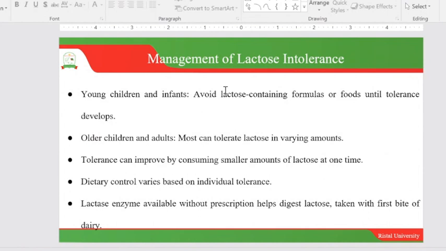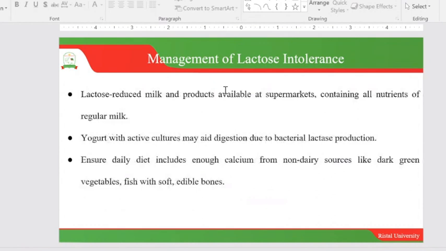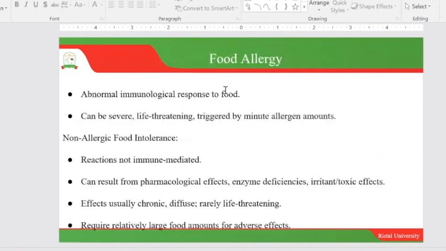And then the lactase enzyme available without prescription helps digest lactose taken with the first bite of the dairy. So management of this, still we are looking at lactose-reduced milk products available in the supermarkets and everywhere, because now this was a key concern in the Western world, and also the yogurts with active cultures may aid digestion due to bacterial lactase production, and also ensuring daily diets include enough calcium and non-dairy sources like the dark green vegetables, fish with the soft and edible bones. This could also bring about tolerance.